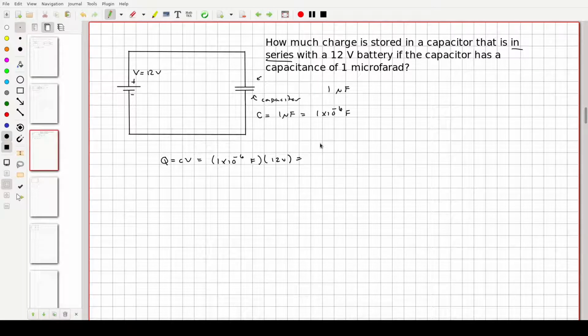So were I to stick this in a calculator, very simple, 1.2 times 10 to the minus 5 coulombs. If I wanted to stick with sig figs, technically it would be 1 sig fig. So that would be 1 times 10 to the minus 5.